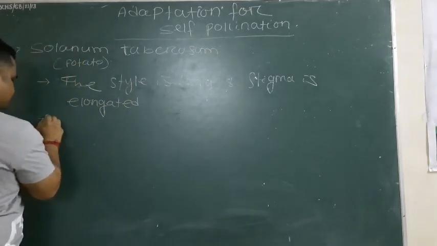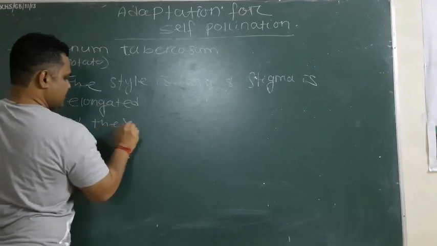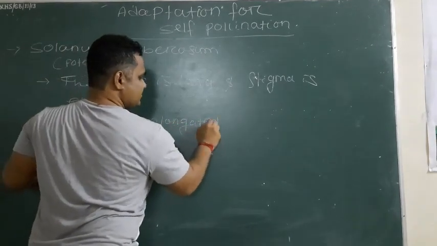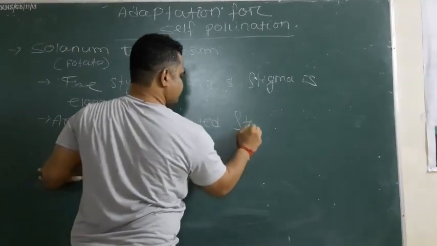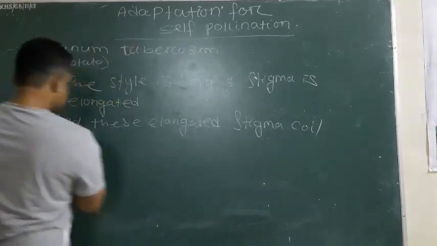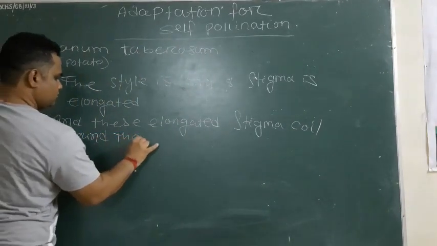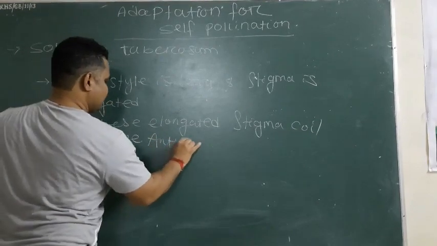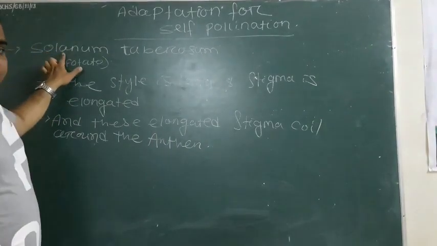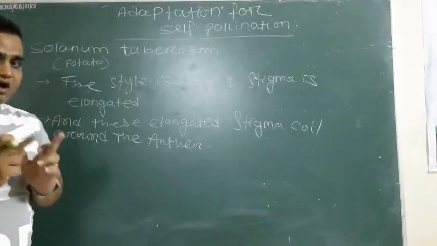Okay, and these elongated stigma coil around the anther. Is that clear? In this kind of adaptation, the style is long, the stigma is elongated, and this elongated stigma will coil around the anther.